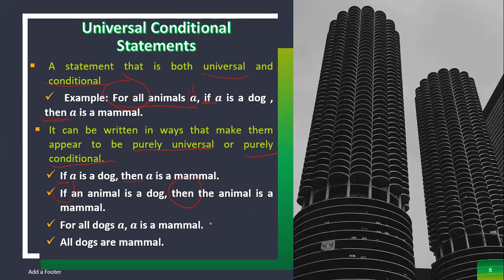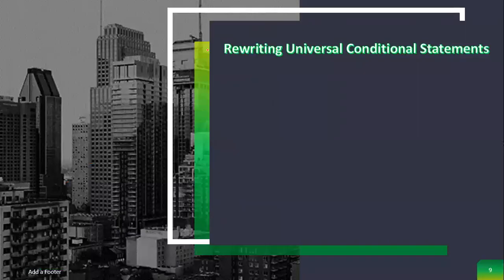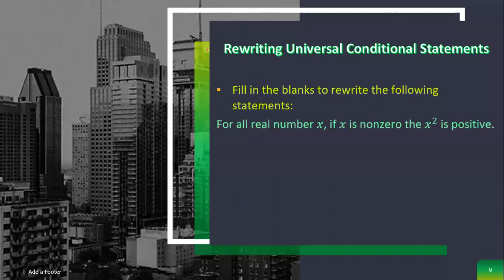Remember that in these two statements, these are purely universal. So universal conditional statements can be written purely as universal or purely as conditional statements. We can also rewrite this one. So let's have these examples. For all numbers x, if x is non-zero, then x squared is positive.